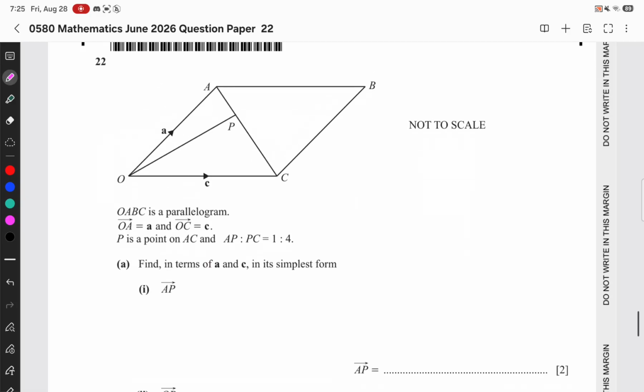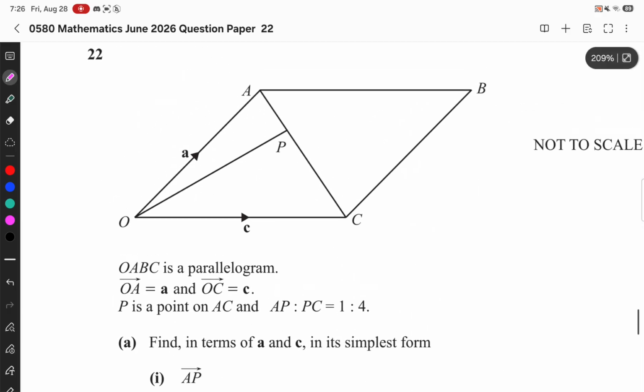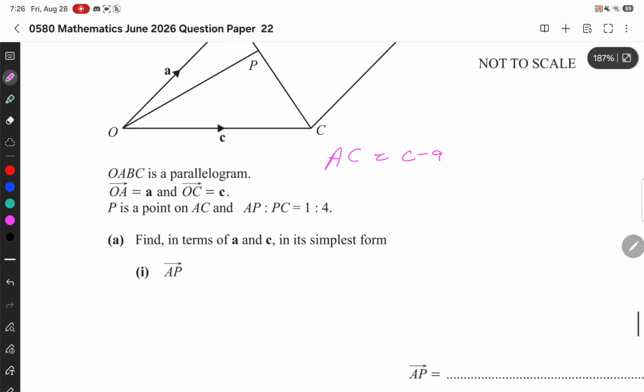Let's find AP. AP to PC is equal to 1 over 4. How do you find this? Let's do AP plus PC is equal to AC. Let's find AC. AC is equal to AO plus OC. AO is negative OA. This is negative A plus C. It is C minus A.